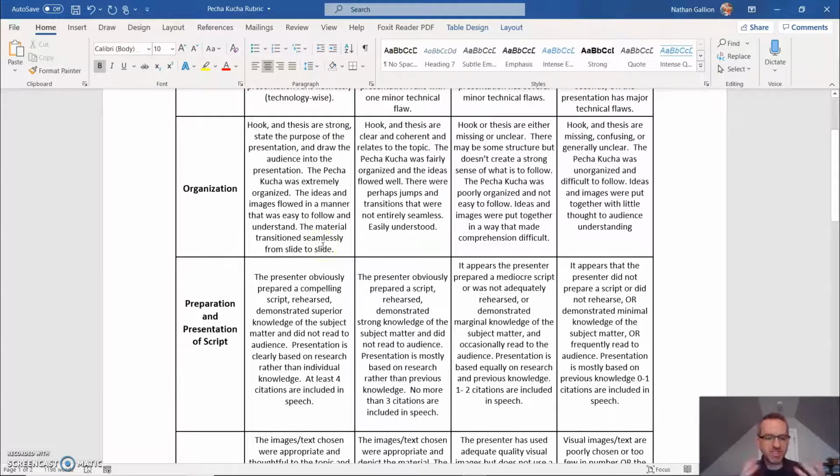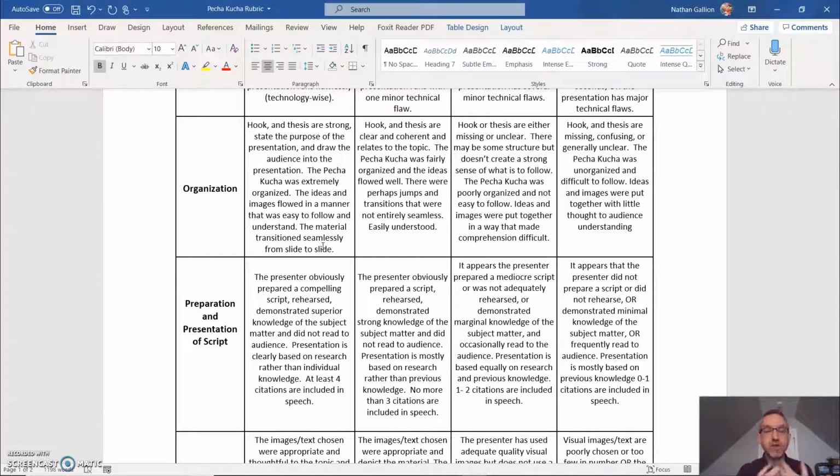Your organization. This is nothing new. Your hook and your thesis are strong. You give me the purpose of the presentation. You draw us into the presentation. This is that typical, let me give you a hook, something to think, something to feel, whatever, okay? The Pachachka is extremely organized. The ideas and images flowed in a manner that was easy to follow and understand. The materials transition seamlessly from slide to slide. That means you're not pausing at the end to wait on the next thing because it's timed down just right.